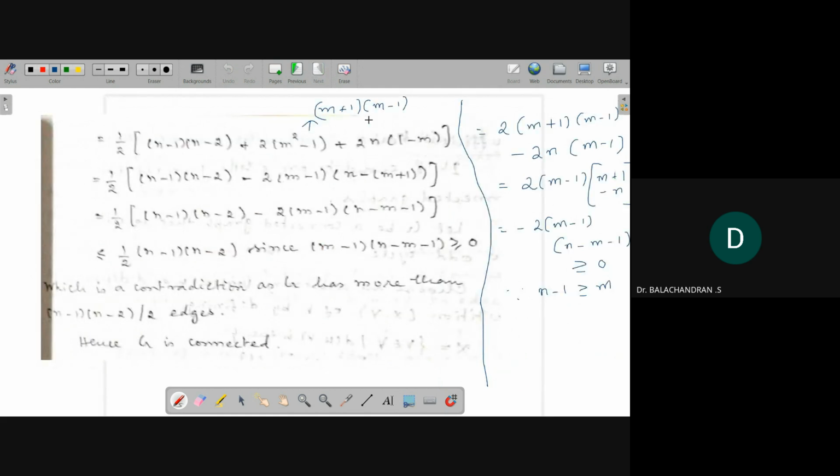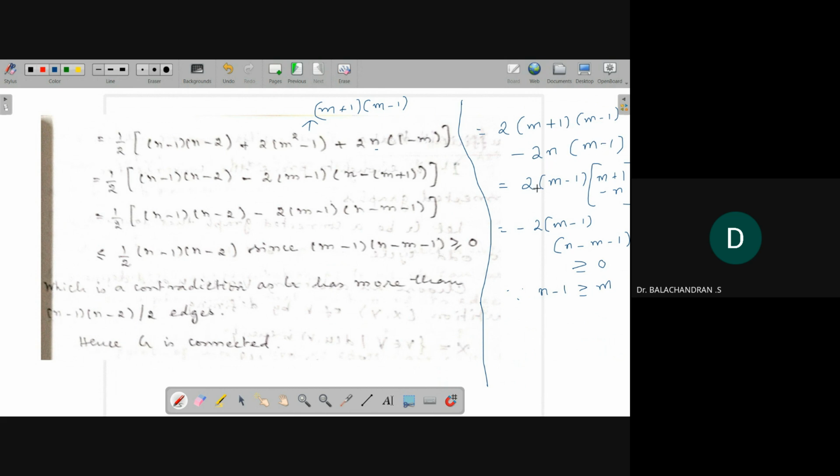From here to here, there is no change in the first term. So I explained up to this term, 1 by 2 n minus 1 into n minus 2. Now here I'll write 2 into m square minus 1, that is m plus 1 into m minus 1. From this, I'll take minus common, so minus 2n into m minus 1. From these two terms, 2 into m minus 1 is common. So remaining is m plus 1.